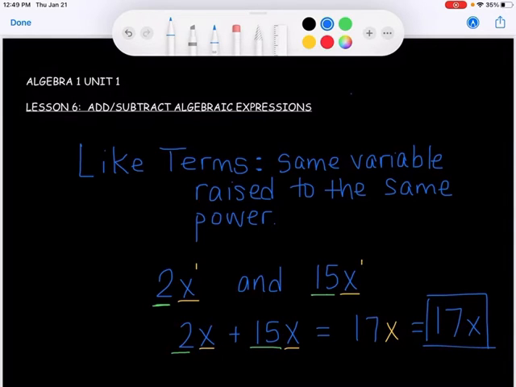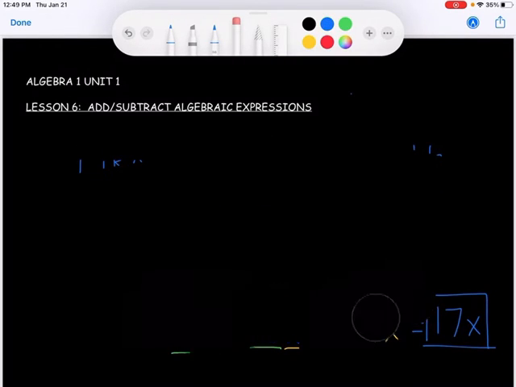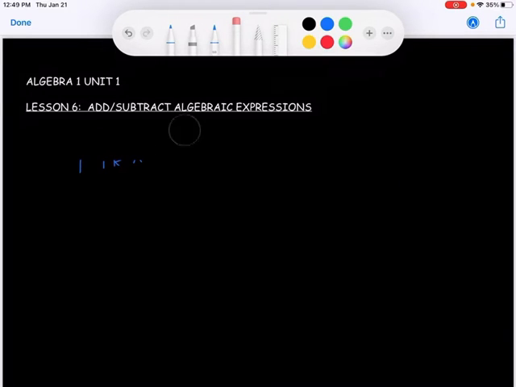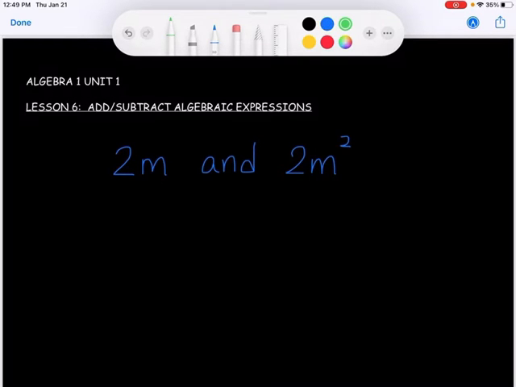So again, like terms, they have the same variable raised to the same power. All right, so let's do another example. An example of values that would not be like terms would be something like, let's say 2m and 2m squared. These are not like terms because they do have the same variable, but they're not raised to the same power, because this m is understood to have a power of 1 and the other one has a power of 2. So we won't be able to add or subtract these two because they're not like terms.